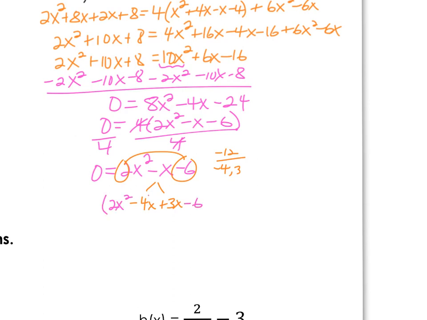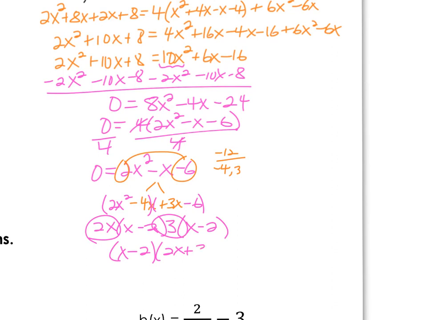All right, put a parenthesis around the first 2 and second 2. We can take out a 2x and we get x minus 2. And then in that second parenthesis, we could take out a 3, and then we get x minus 2 again. That means x minus 2 is one of our factors, and then take the parts on the outside, and we get 2x plus 3. All right, now set them each equal to 0. We have x equals 2 and x equals negative 3/2.